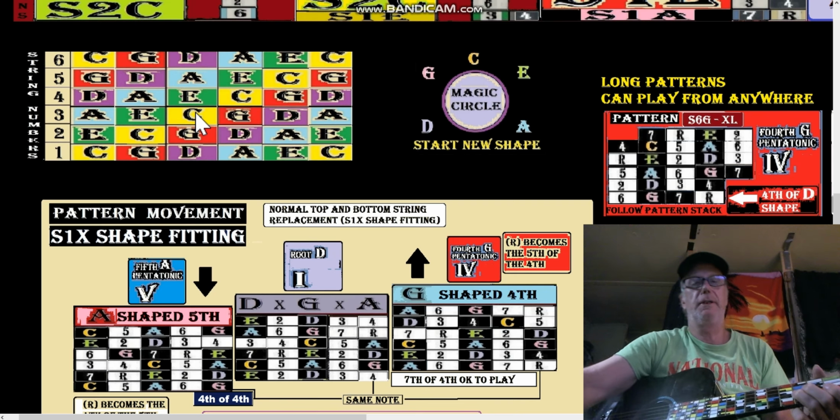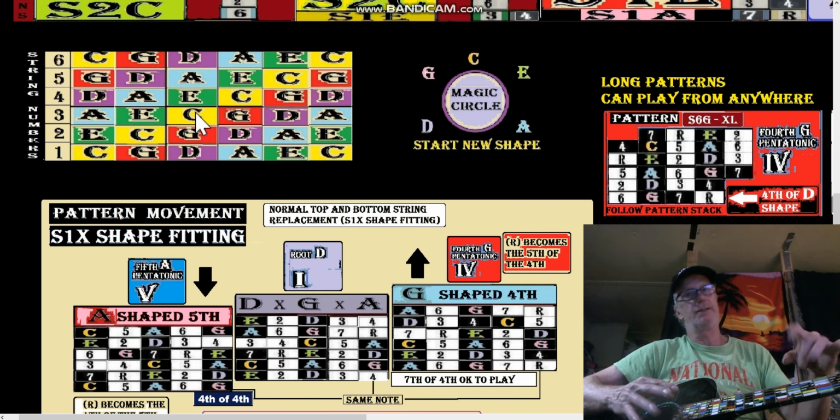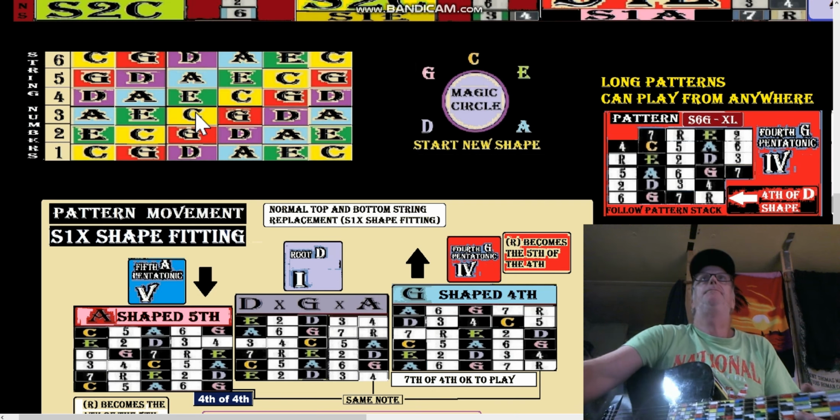So that's the name of that tune. You got to get your string countings straight.